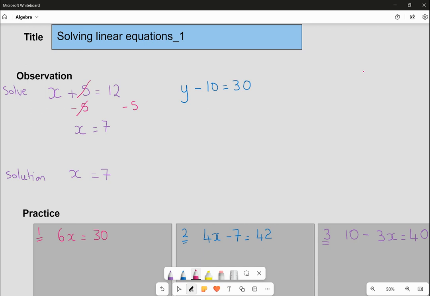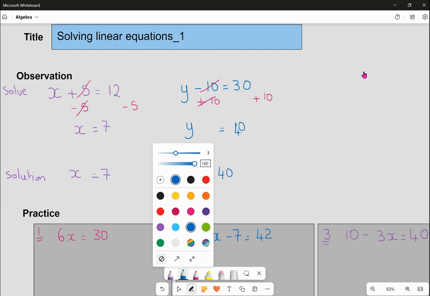So again, here we go. We know that if we take 10 away from a number, we're going to get 30. So if we add the 10 back on again, we'll know what the number is. So the 10s cancel out because 10 take away 10 is 0. And we're left with y is equal to 30 plus 10, which is 40. So y equals 40 is the solution to this equation that we've just solved.